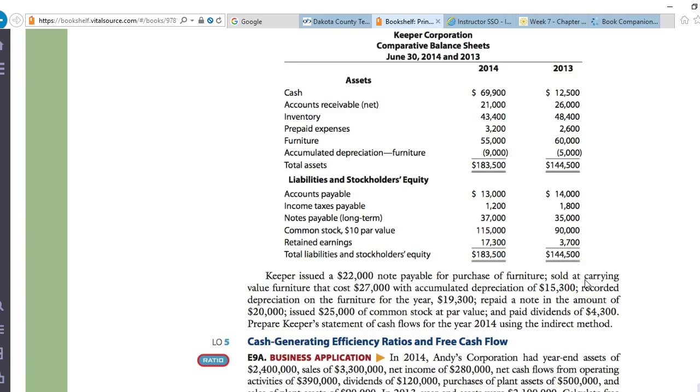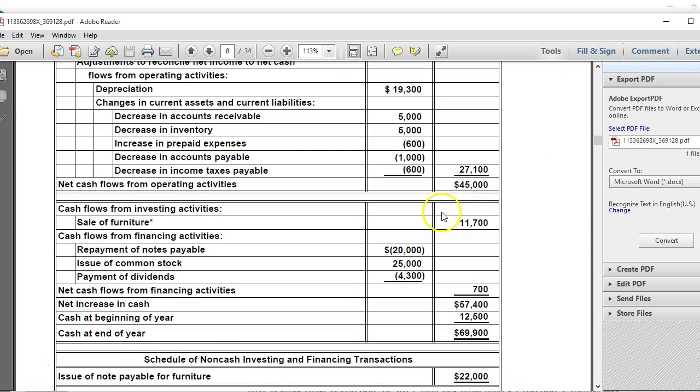Keeper issued a note payable for the purchase of furniture. Sold at carrying value furniture that cost $27,000 with accumulated depreciation of $15,300. So the carrying value would be the $27,000 minus the $15,300 gives us $11,700. You see that? What we paid for it minus what we've used up in depreciation on it is $11,700. So we have $11,700 we've received in cash as a result of the furniture sale.